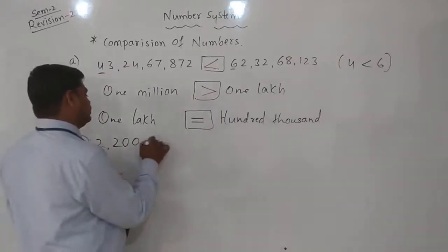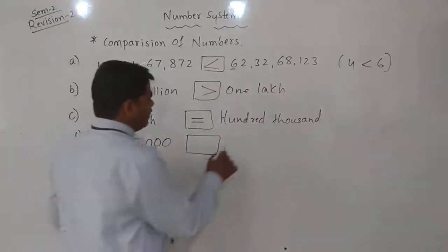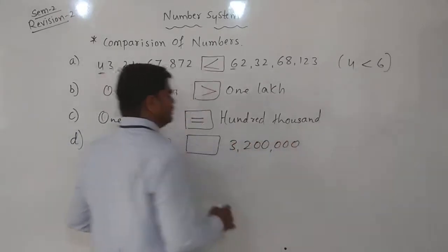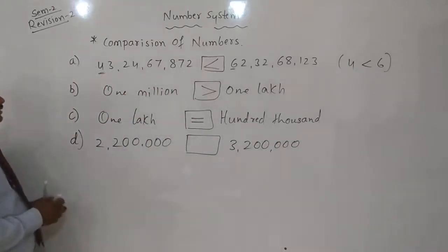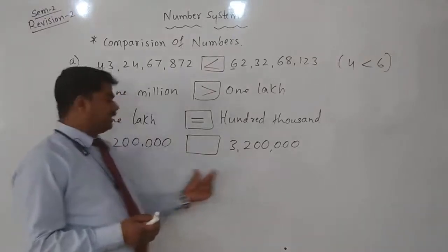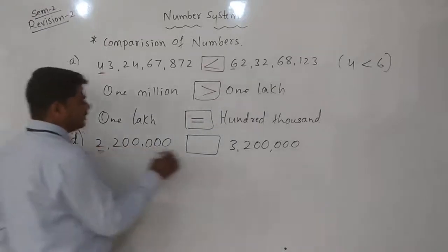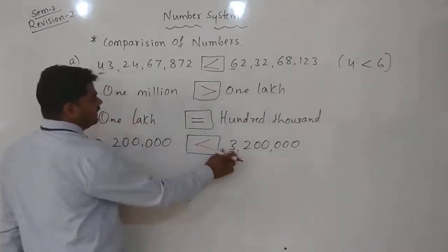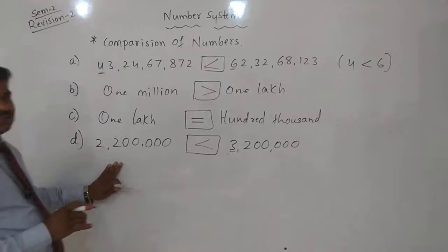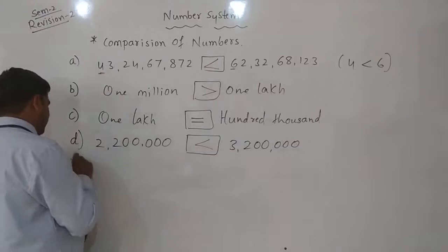Two million two hundred thousand compare with 3,200,000. Here this is a 7 digit number, and this is also a 7 digit number. Here it is 2 million, here 3 million. Then automatically we can compare in this place only. 2 is less than 3. Then we can write 2,200,000 is less than 3,200,000. Yes, next one.